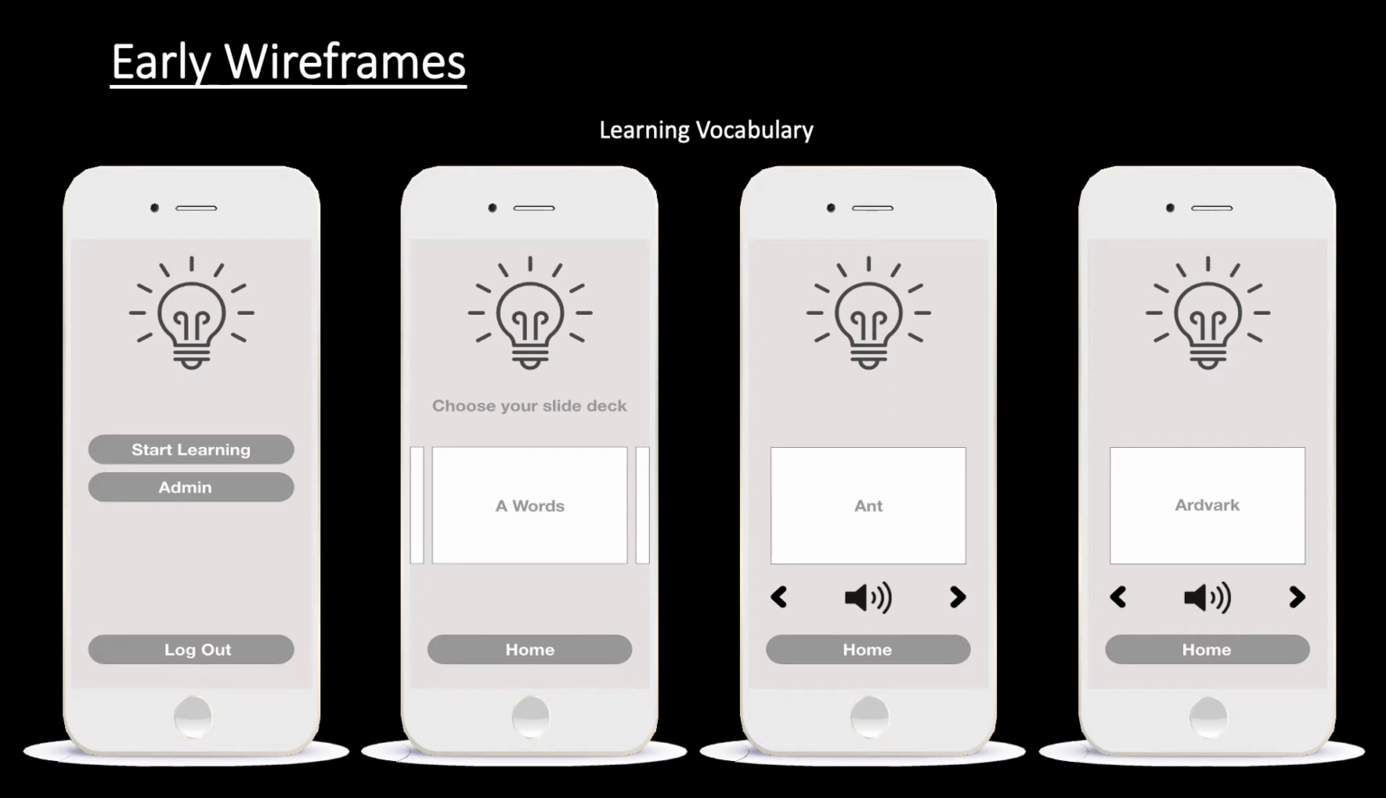The next set of wireframes demonstrate the learning vocabulary task. So they would click on Start Learning. They can scroll through left to right the different slide decks. They can choose one by clicking on it or tapping on it. And then they'll be brought into a window where they can immediately be shown words that they can hear and repeat. And they can click next or go home.